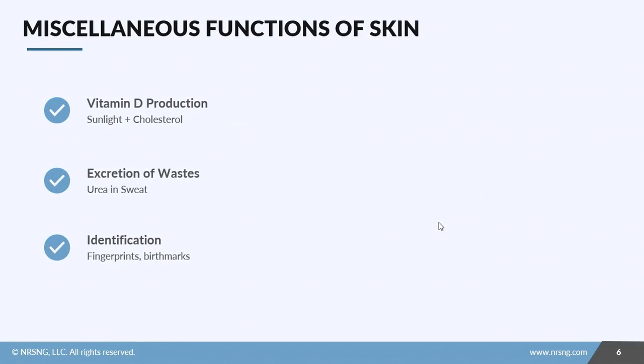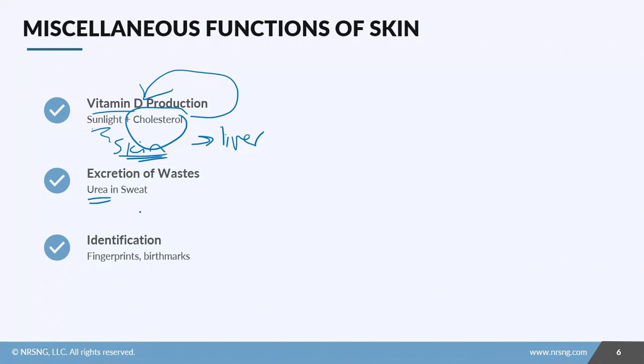So a few other miscellaneous functions of skin. The skin is responsible for vitamin D production. So when we take in sunlight through our skin, it actually stimulates the liver to turn cholesterol into vitamin D. But all that process starts with that sunlight coming to the skin. We also see excretion of wastes in the form of urea in our sweat. And we also see identification through the skin with things like fingerprints and birthmarks.